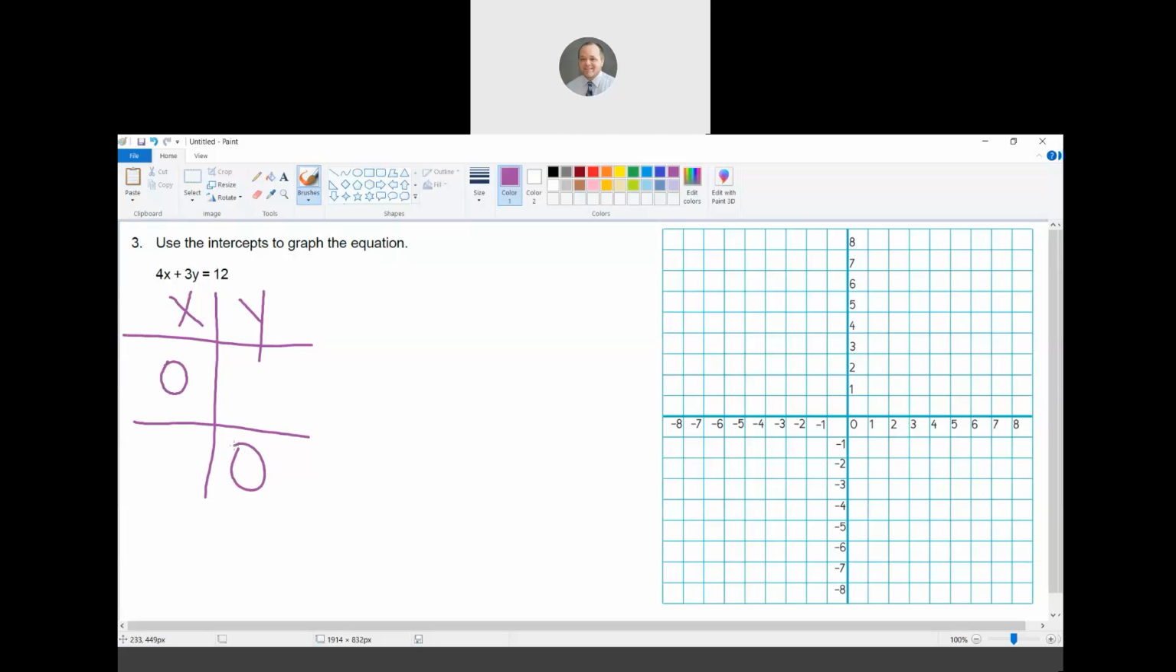Now, when we plug in 0 for x into our original equation, we're basically left with just 3y equal to 12. Divide both sides by 3. So when x is 0, y is equal to 4.